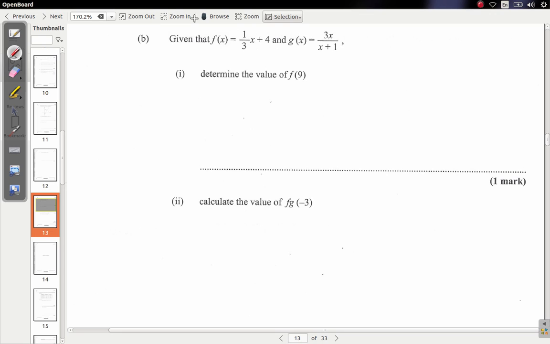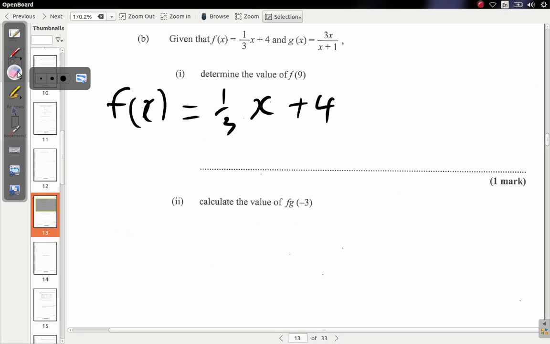Alright. When you do this one, f of 9, don't take more than 1 minute to do it. Alright, you done? What did you get for f of 9? Make sure you do it right. What it says is f of x equals 1/3 x plus 4. But now they want f of 9, so you have to find f of 9.